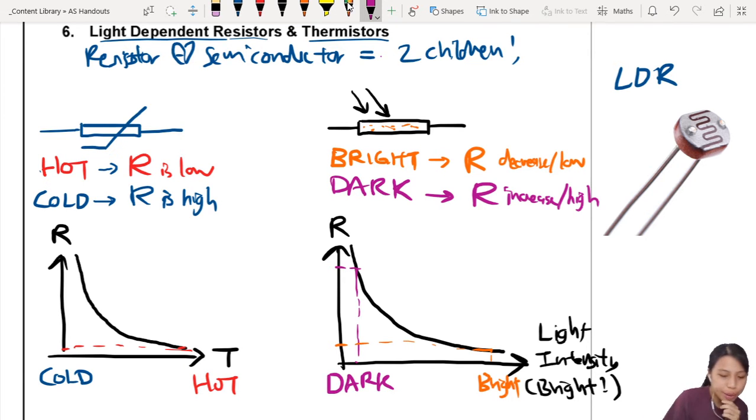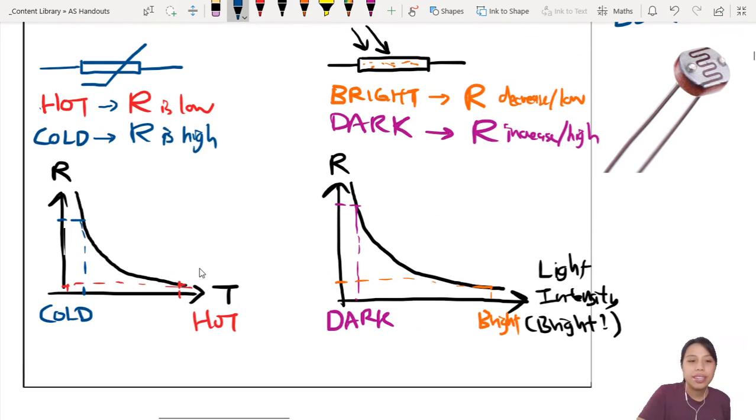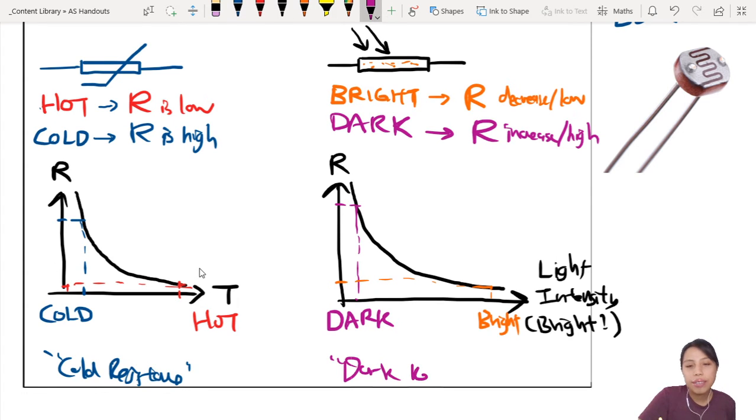Okay, so think about that for a moment. If you need to sort out these two in your brain, don't confuse them. Let me just draw dotted lines. If it's hot, resistance is low. If it is cold, for example here, resistance is much higher. If you want to remember this, think of cold resistance: it's high resistance when it's cold. It's a resistor when it's cold. The other one, you think of it as dark resistance. When it's dark, it's high resistance, like a normal resistor. When it's bright, resistance drops a lot.